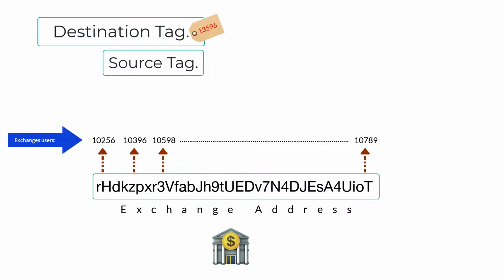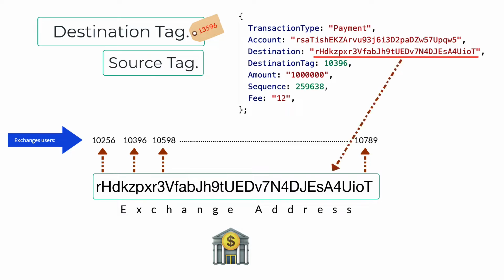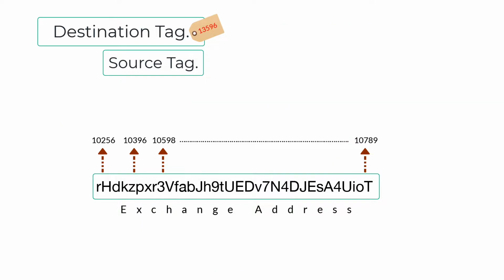For example, someone sends funds to the address and mentions a destination tag. For the ledger, it's like any other payment transaction, but the exchange should know who this user is and have to credit the payment to the appropriate user the payment is intended for. Let's just see it in code and understand the implementation.